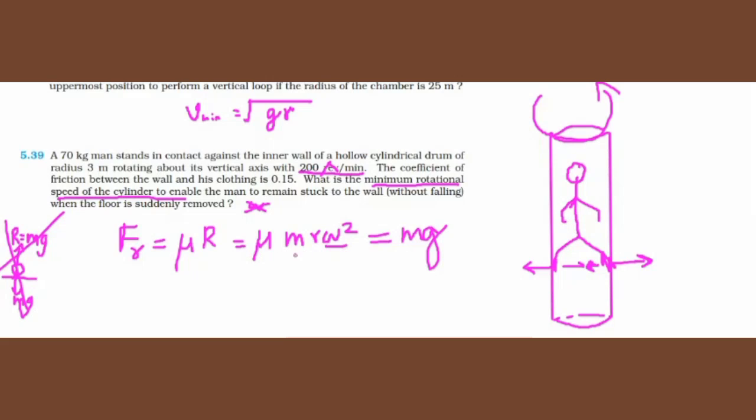So mu m r omega square is equal to mg. M and m cancel. Simplify the equation and find the value of omega. Then you will get for what minimum velocity the cylinder has to rotate so that the man remains stuck there without falling. Otherwise, if this friction cannot balance his weight, what happens? He will fall. So what should be the minimum angular velocity omega so that the man can remain there? You can find out using this concept.